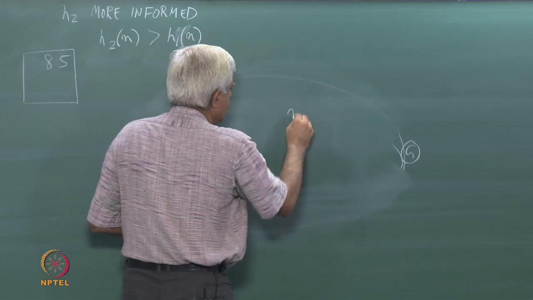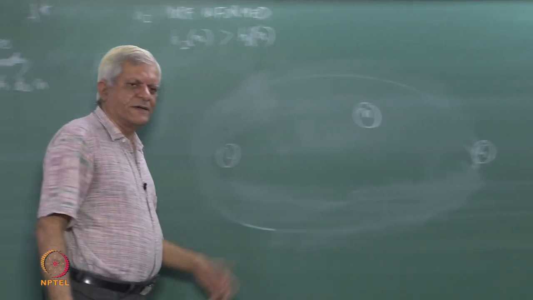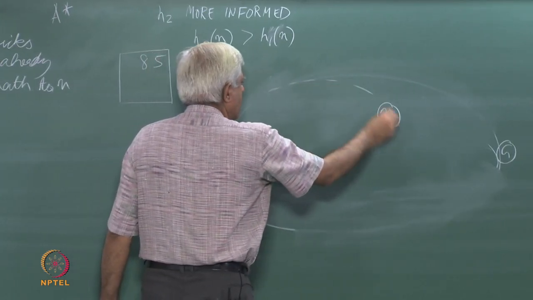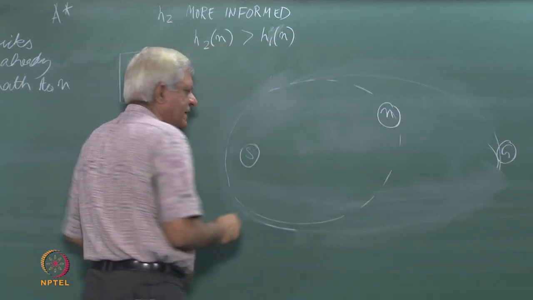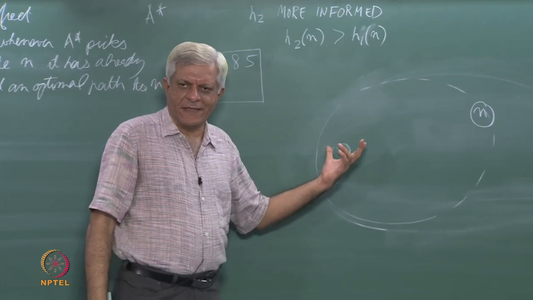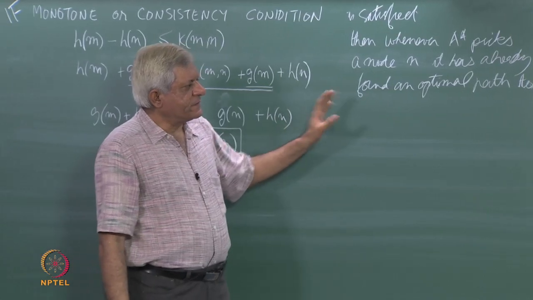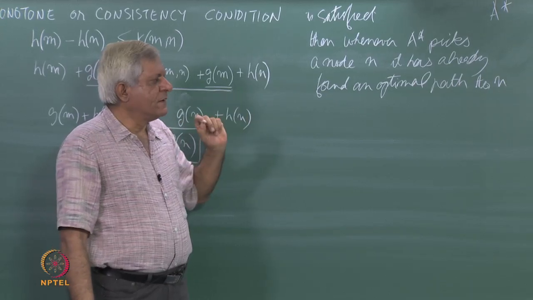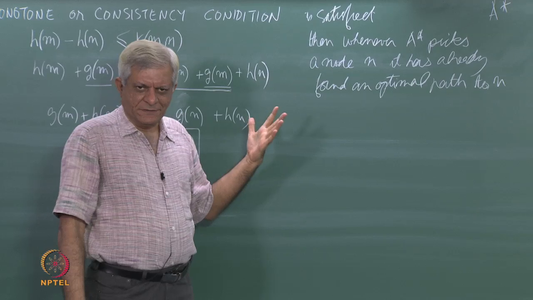So, there is this node n which A star is about to pick, which means it must be on open. So, this is open at that stage of the algorithm, and A star is about to pick node n, and we want to make this claim that if A star is about to pick that node n, it must have found the optimal path to n.